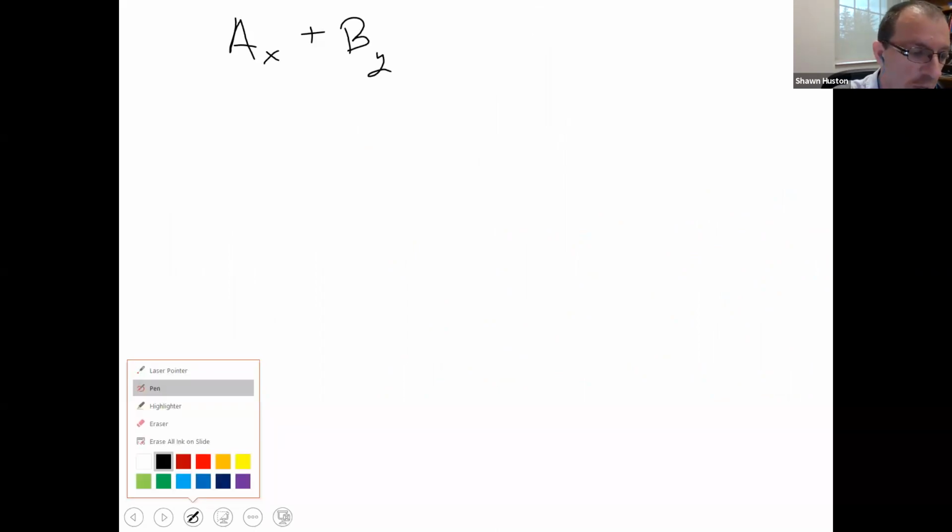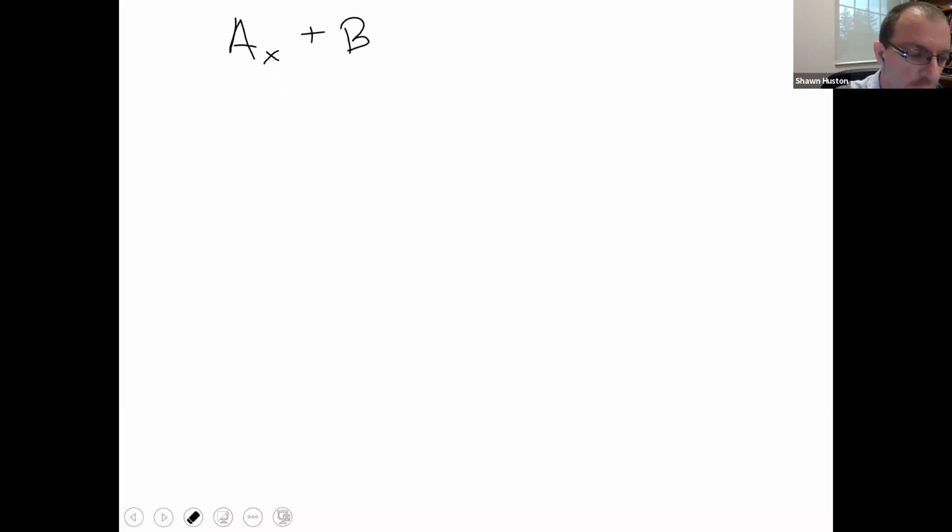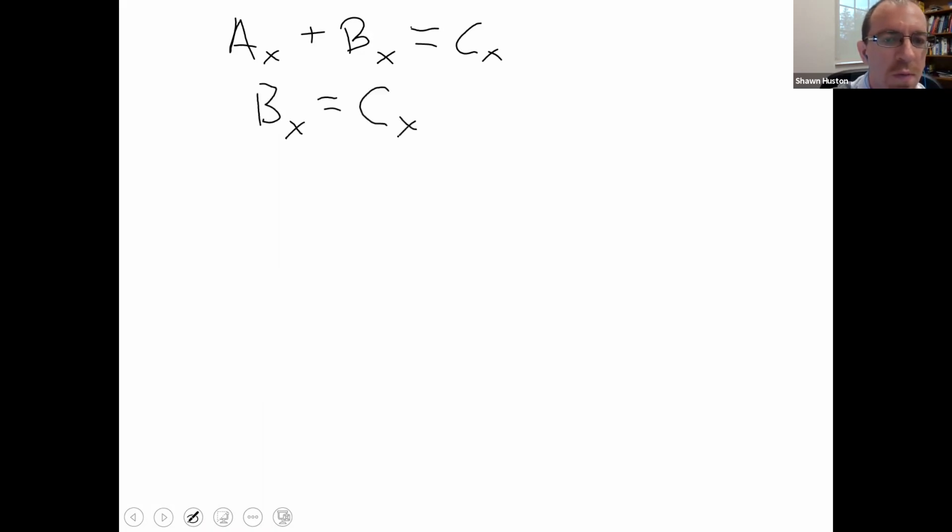All right, well, we know that if we add A and B together, we get C. So it's important when we do this that we add the x components to the x components and the y components to the y components. My unknown here is B sub x. That's the thing I don't know. So we get C sub x minus A sub x is going to give us B sub x.